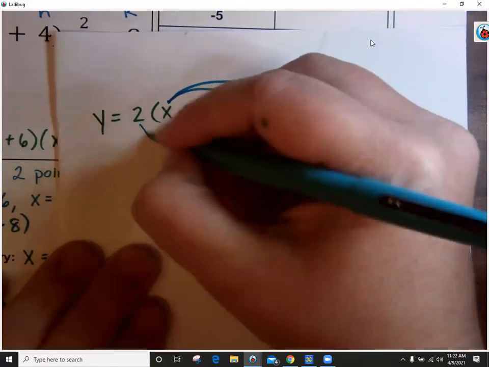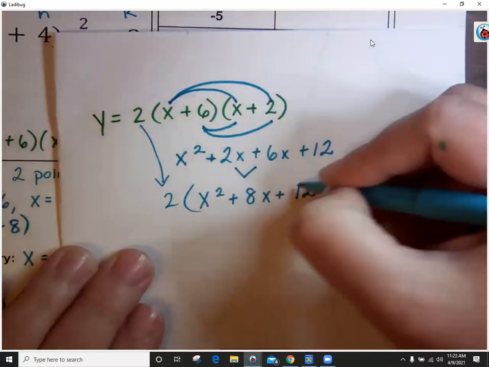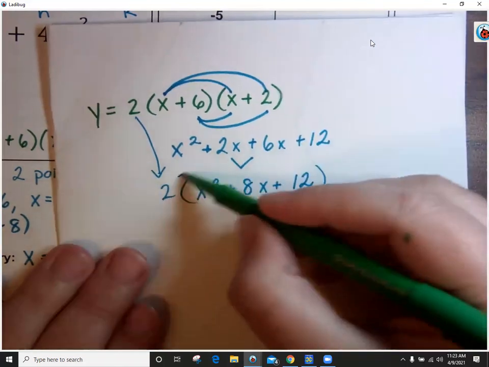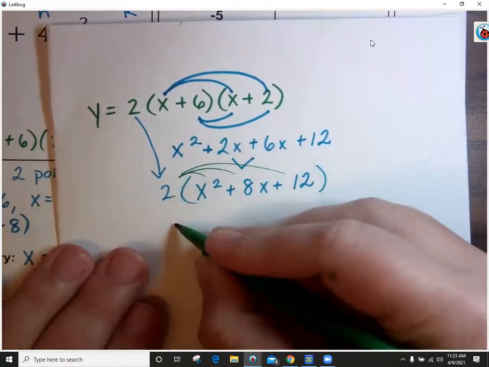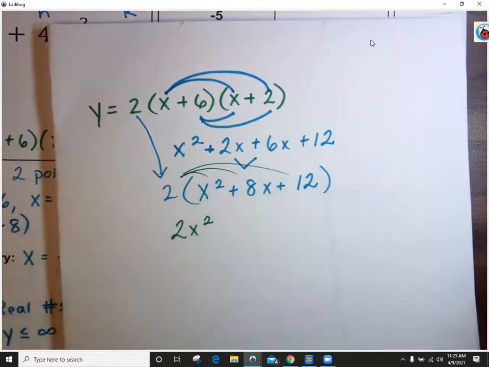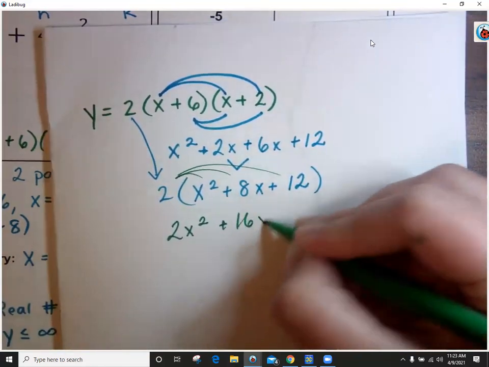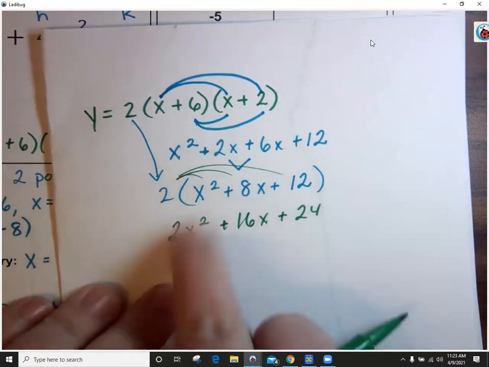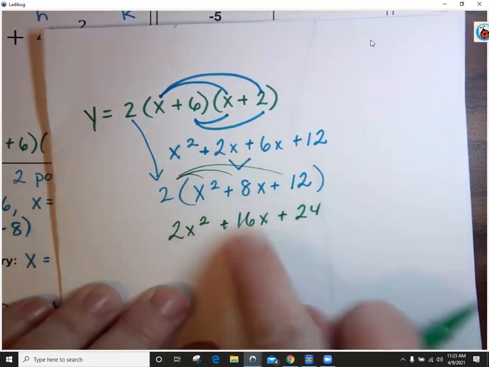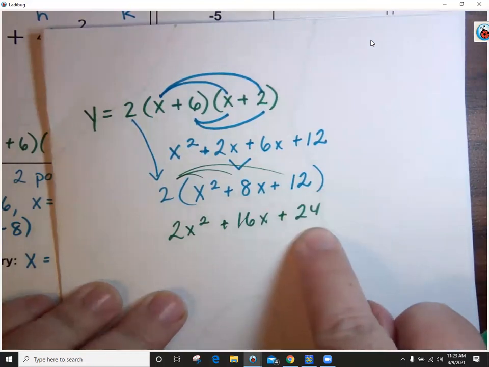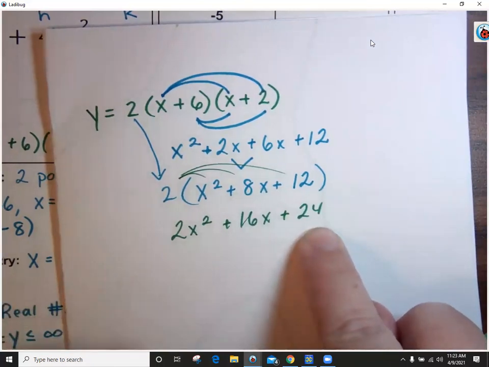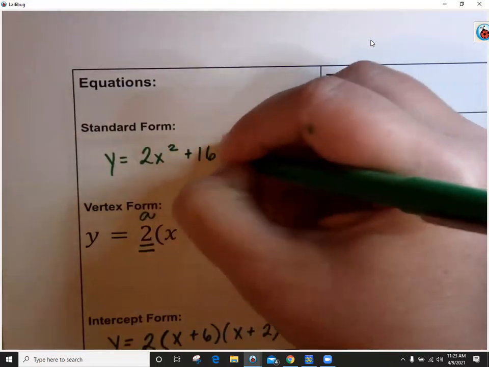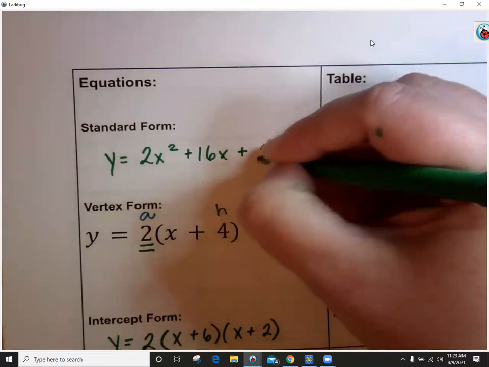And then you've still got this 2 sitting out front that you need to distribute to all of that. And so when you distribute this, you would get 2 times x squared is 2x squared, 2 times 8x is 16x, and 2 times 12 is 24. So in standard form, we would have 2x squared plus 16x plus 24.